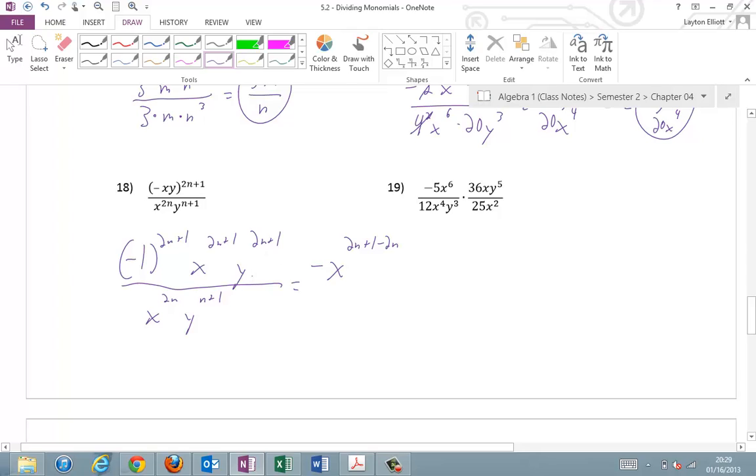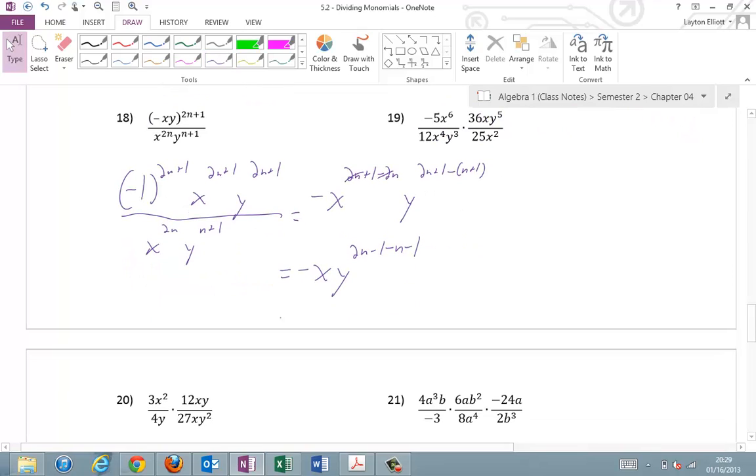Y, what is bigger, 2n plus 1 or n plus 1? I think everyone agreed 2n plus 1 is bigger. So the y's, we're going to subtract 2n plus 1 minus parentheses n plus 1. Okay, let's clean that up. We have negative x. The 2n's cancel, 2n minus 2n, leaving us plus 1, which is just a 1. The y's, we have y to the 2n plus 1 minus n minus 1.